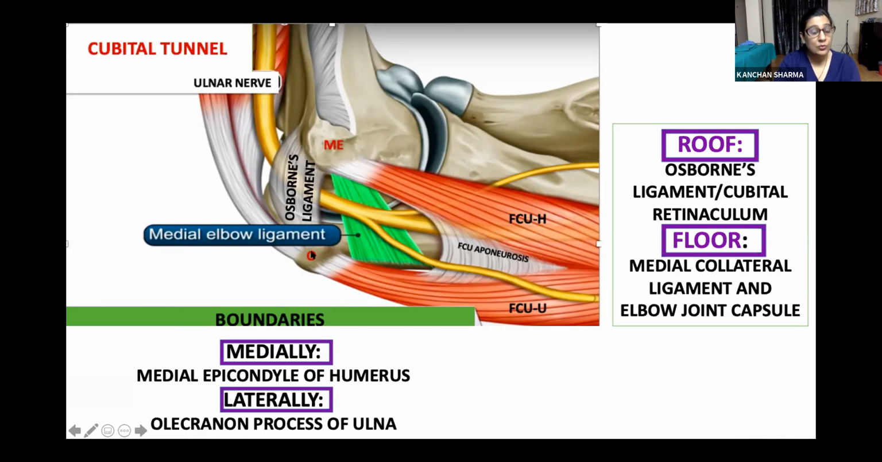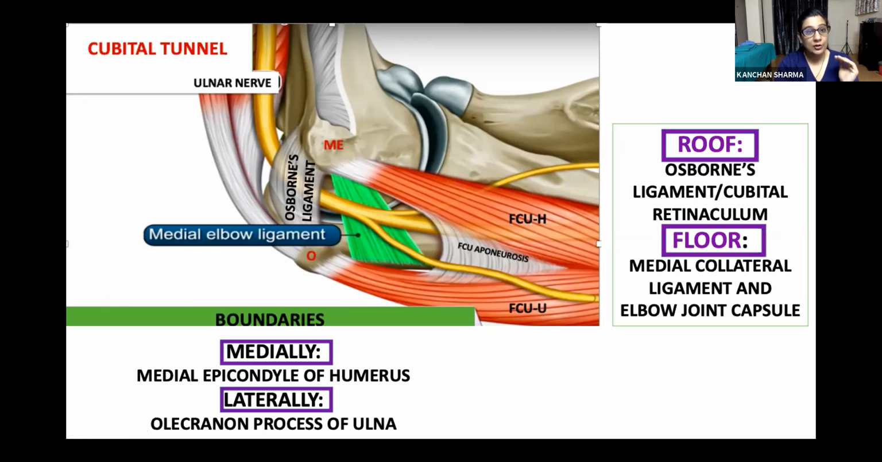Here, laterally, you have the olecranon process. They are connected by the Osborne ligament. And then, if you go a little distally, you have both the ulnar and the humeral head of your FCU.